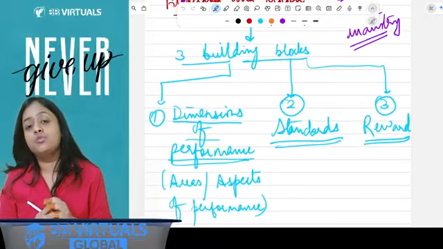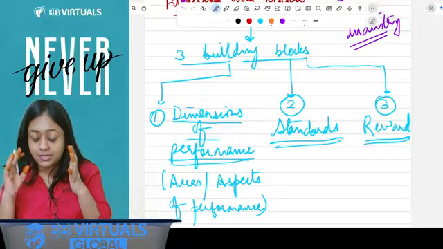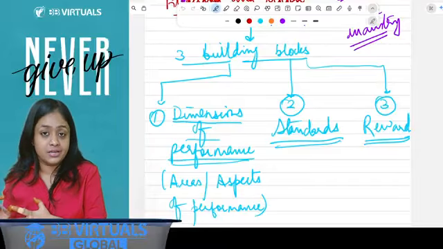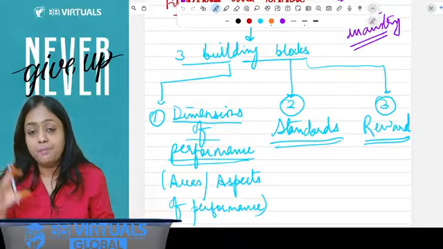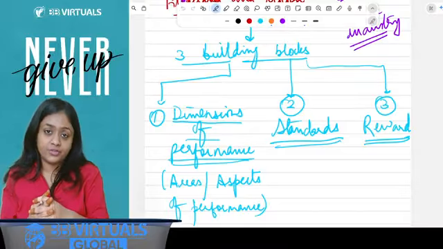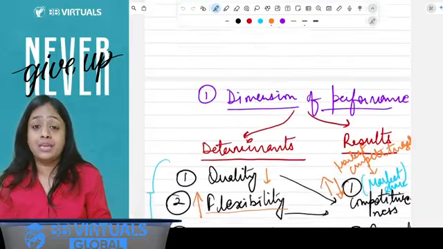Now, Fitzgerald and Moule said that there are three building blocks that an entity will have. One is dimensions of performance, next is standards, and third is targets. So these are the three blocks, based on which we assess the overall performance of the entity. Dimensions of performance are the aspects or the areas of performance.